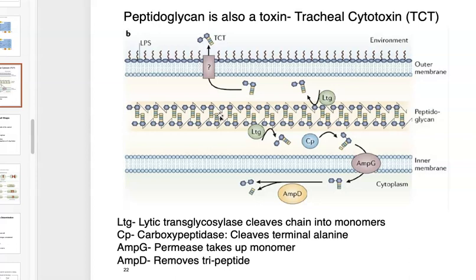So in this example, though, some of this material is pumped out of the cell, and then these peptidoglycan monomers actually behave as toxins. And so again, Bordetella pertussis, one of its primary activities is causing damage to the upper respiratory tract, and part of that damage is due to tracheal cytotoxin interfering with the ciliated epithelial cells of the respiratory tract.